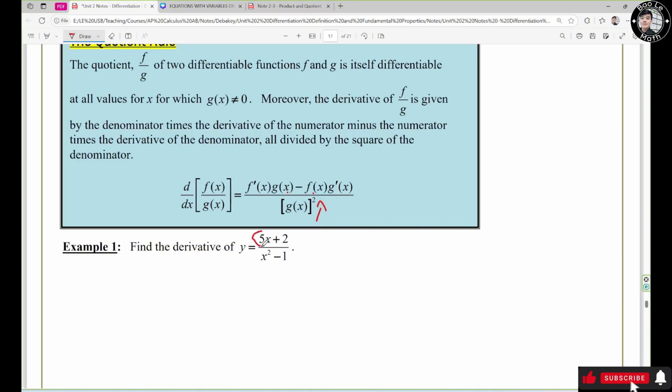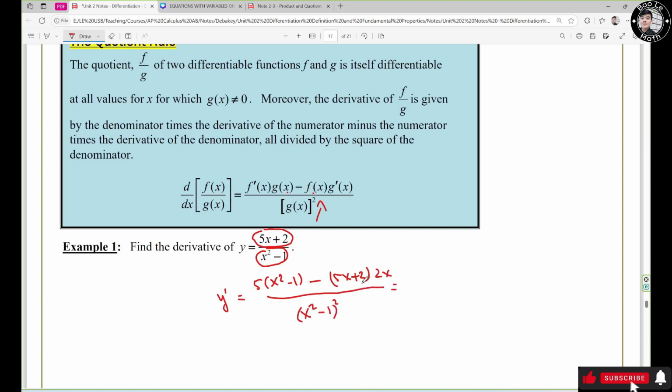Now, f(s) is 5s plus 2. g(s) is s squared minus 1. So it turns out to be f prime of s, which is 5, times g(s), s squared minus 1, right? Minus f(s), which means 5s plus 2, times g prime of s, which is 2s, over s squared minus 1 altogether squared, right?